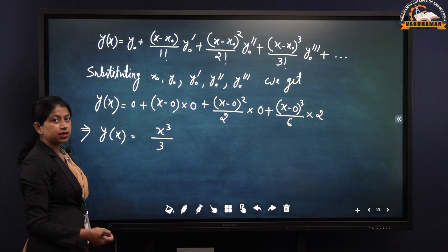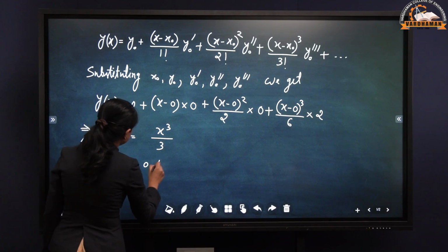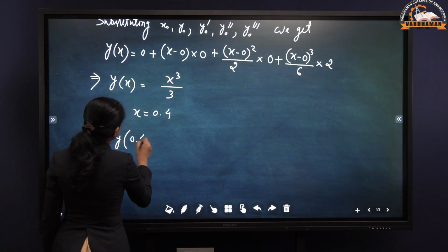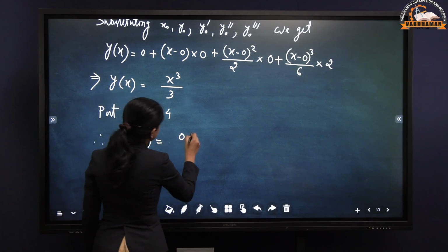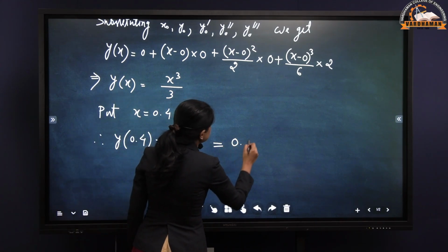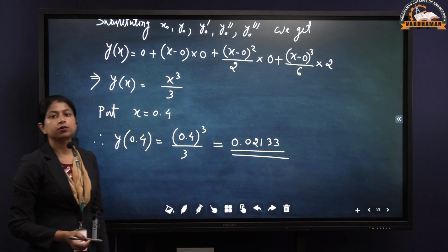Now we need to put x equal to 0.4. Put x equal to 0.4. We will get, therefore, y(0.4) is 0.4 whole cube by 3, which is equal to 0.02133, which is the required answer.